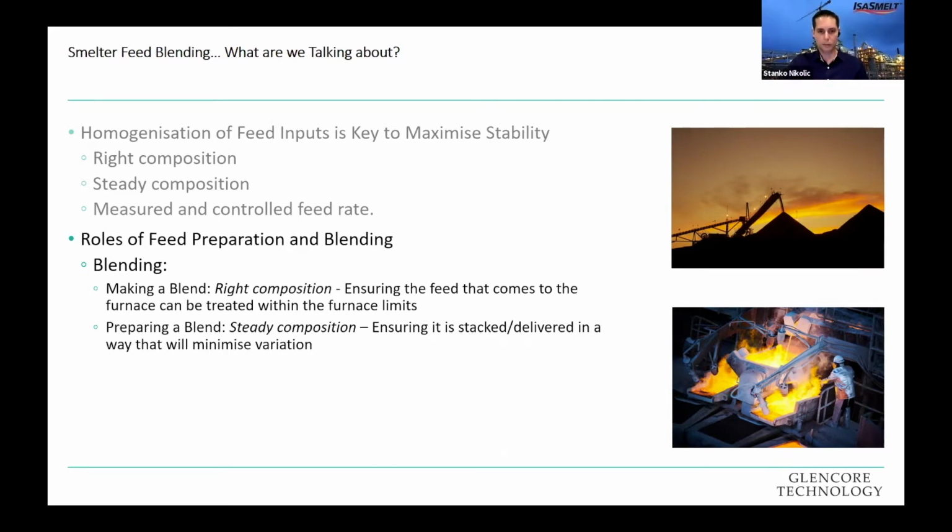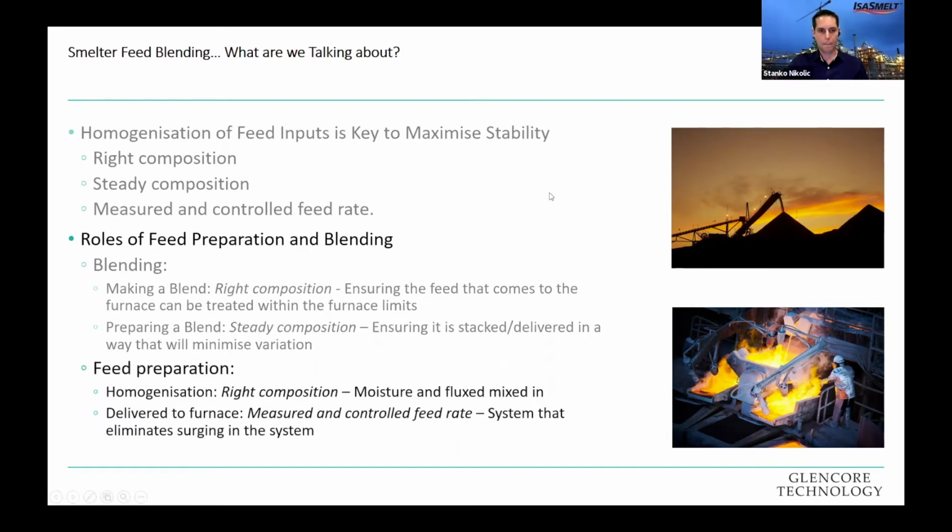And when we look at feed preparation, one thing that's really key there is homogenization. That can be done through mixing of the concentrates, and through proportional blending. Also, when we consider what's important in homogenization, moisture is a really key factor. We have to understand and make sure we have a uniform distribution of moisture.